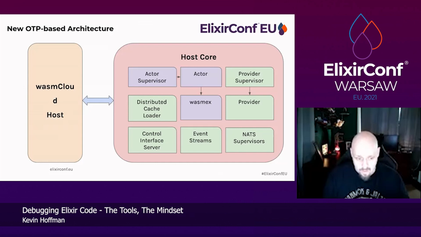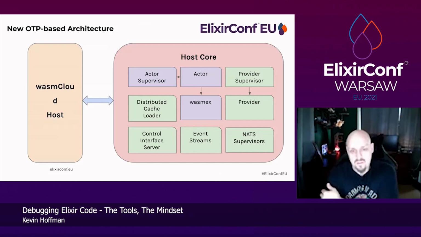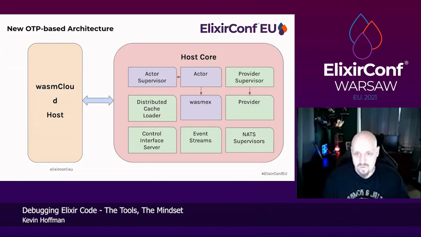There's a wasmCloud host, which is a Phoenix application that I'll get into in a minute, but you saw that during the demo. And then inside the host core, we have a number of supervisor hierarchies. So we have an actor supervisor, a capability supervisor. There's a distributed cache loader, and again, since we were in there making changes anyway, we thought, well, let's just upgrade our distributed cache. And it was actually fairly easy to do because of the fact that we were using OTP.